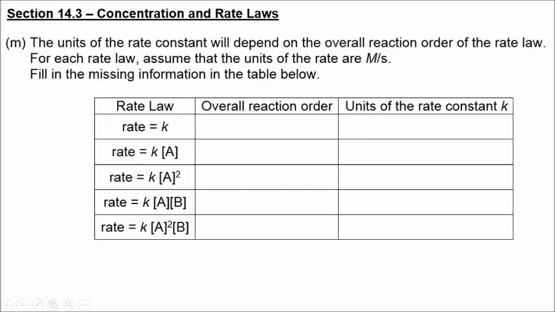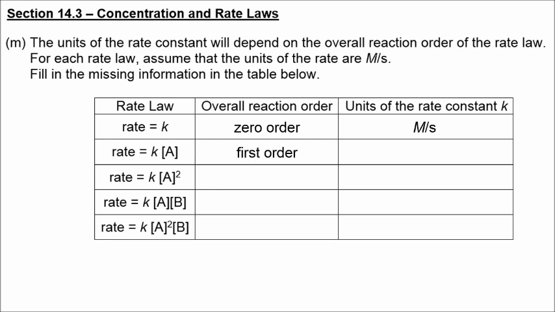This table gives us a summary of different examples of rate laws. The overall reaction order in the first example would be 0, and the units of the rate constant would have to be molarity per second. That is the disappearance or the formation of a chemical over time, molarity per second. For each rate law, we assume that the units of rate are molarity per second.